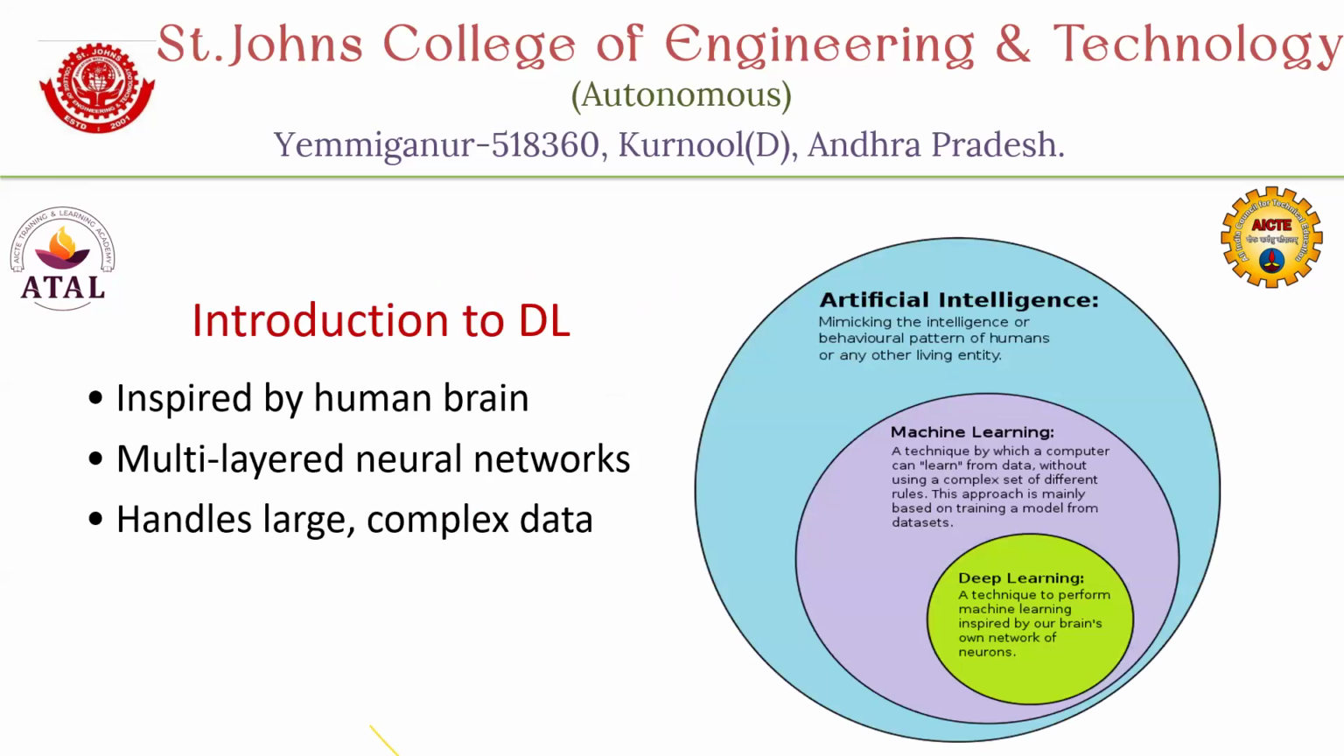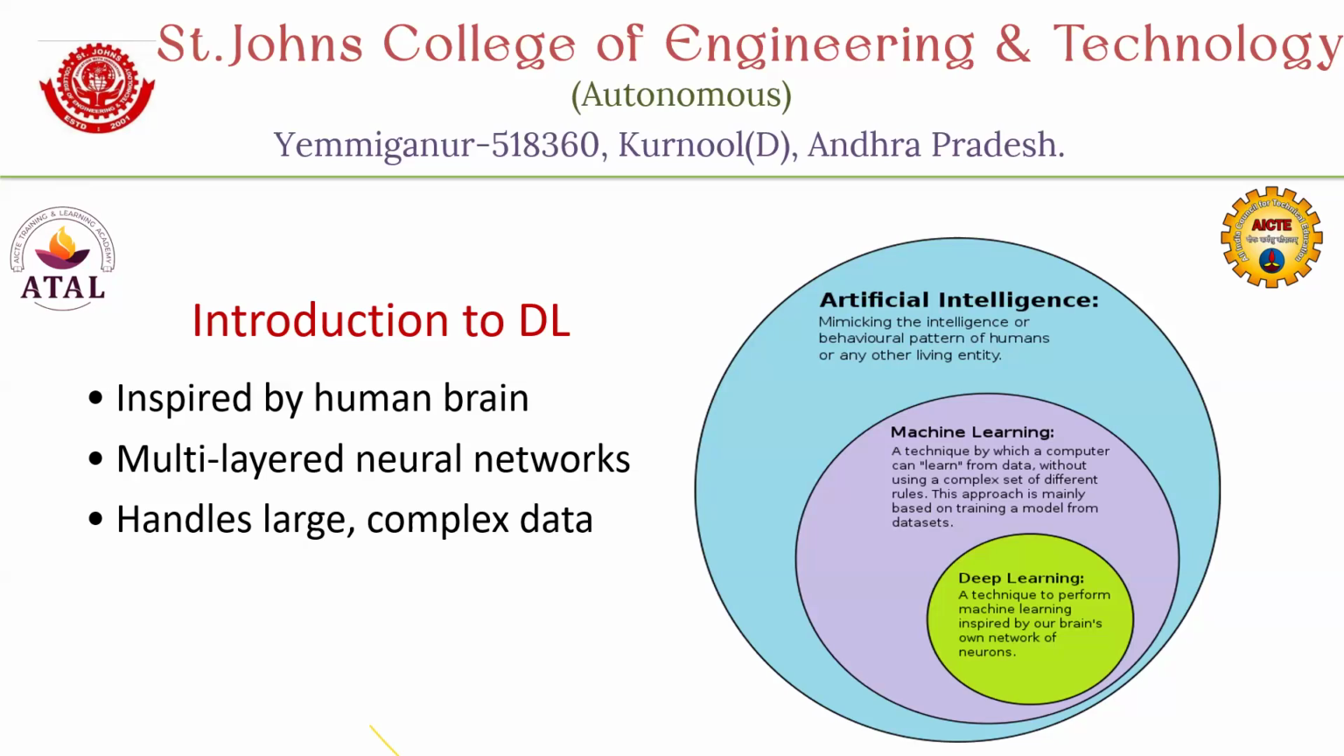Next comes the deep learning algorithm. Before talking about deep learning, here I'm showing one figure which gives the complete picture of how AI, ML, and deep learning are linked to each other. What is artificial intelligence basically? Artificial intelligence is nothing but mimicking the behavior pattern of humans or any other living entity. So mainly in artificial intelligence, we are trying to mimic the behavior pattern.